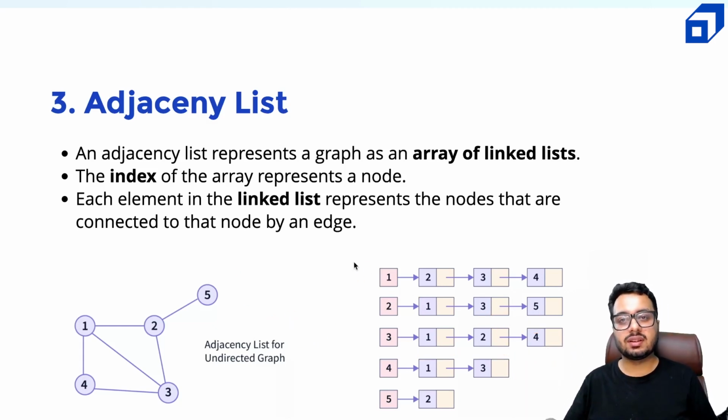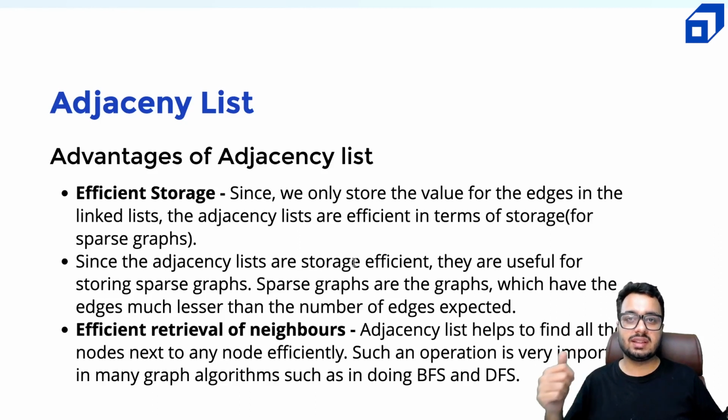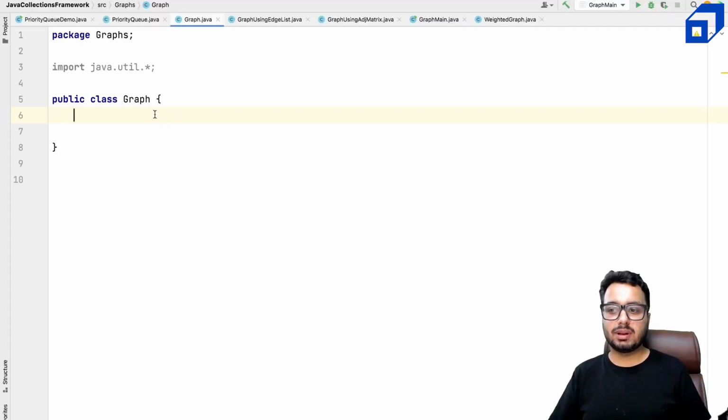Because of these two reasons, it is very widely used. One is efficient storage, second is efficient retrieval of neighbors. This makes adjacency list a popular choice for graph representation and it is used in many algorithms such as BFS, DFS, shortest path algorithms, and much more. Now let us discuss implementation of adjacency list. So let us start implementing graph using adjacency list.